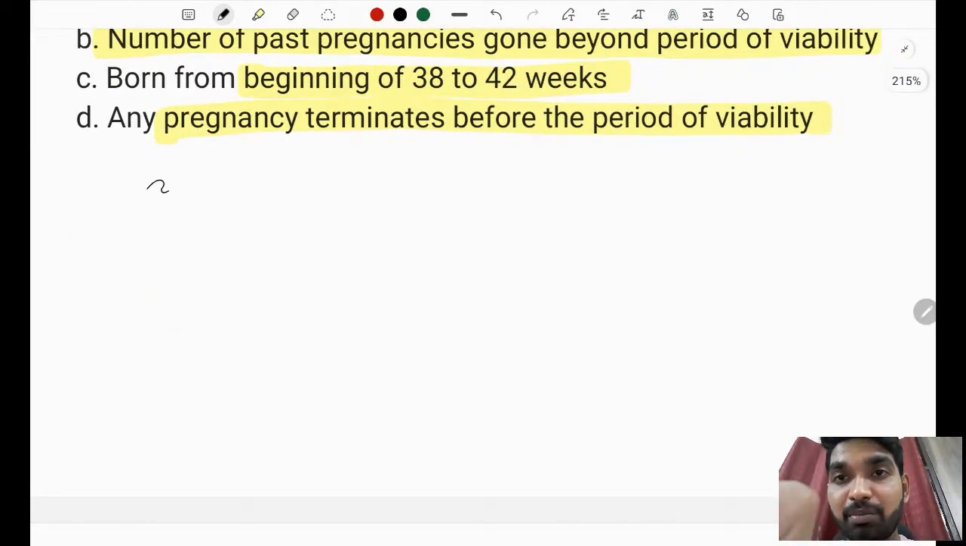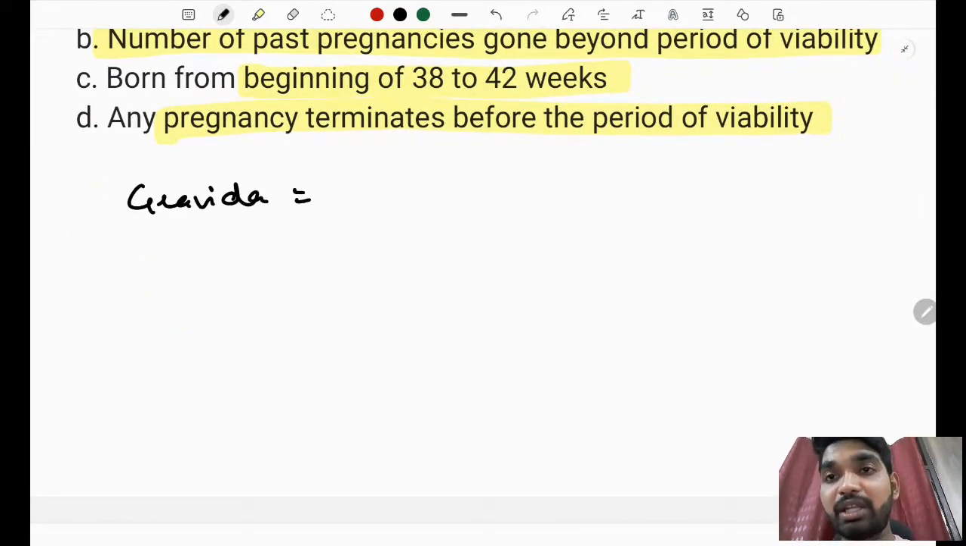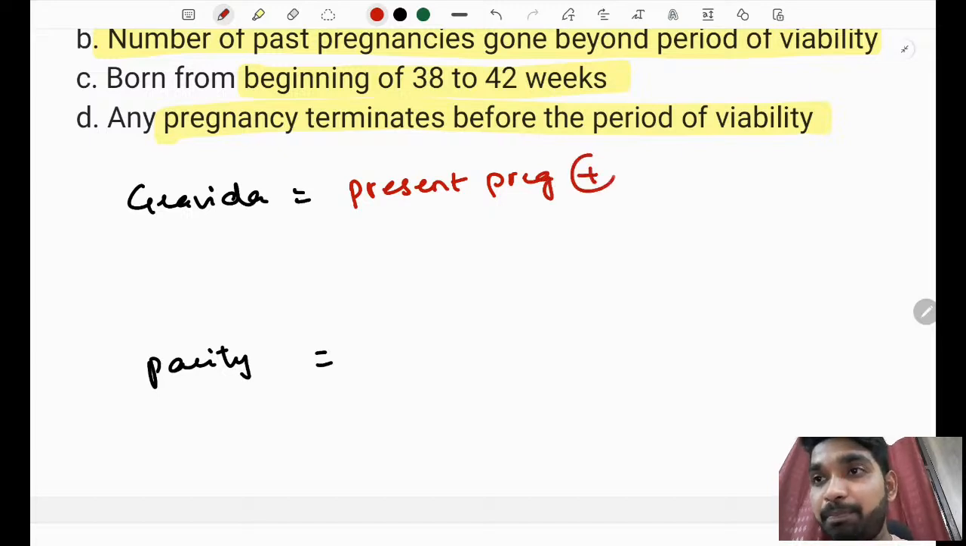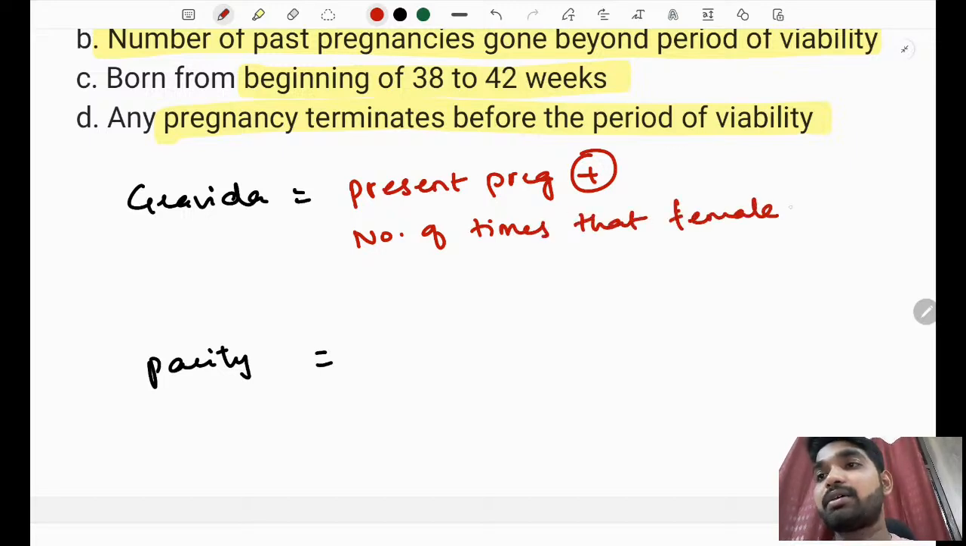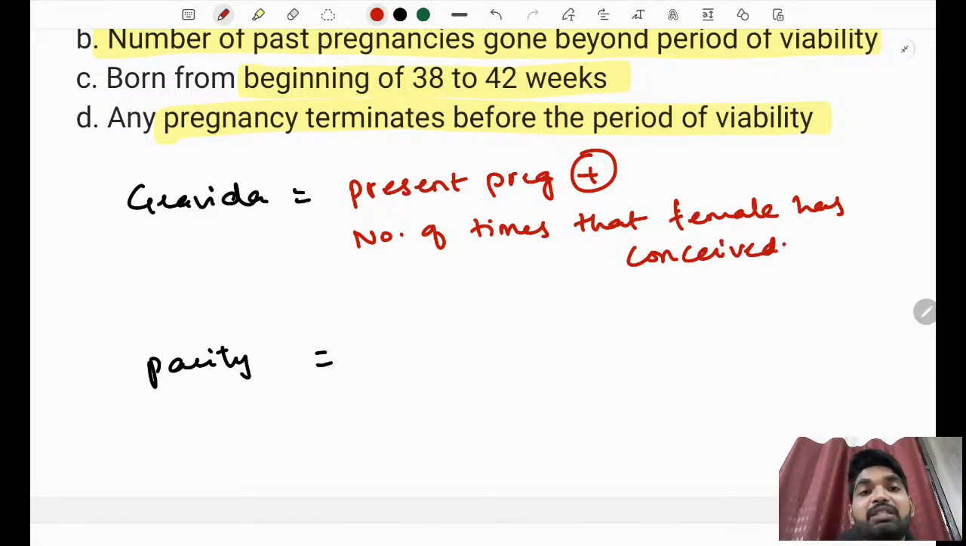Let me quickly tell you what is gravida and what is parity. I want all of you to write notes along with me. Gravida is nothing but the present pregnancy plus the number of times that the female has conceived. Present pregnancy plus the number of times that she has become pregnant comes in gravida. In gravida you are also going to take the present pregnancy.